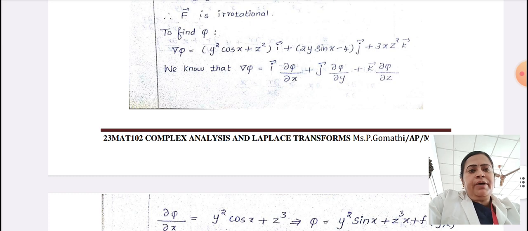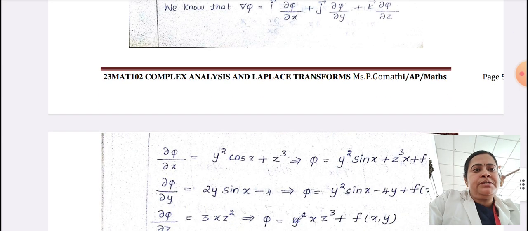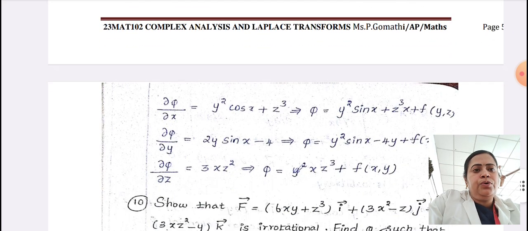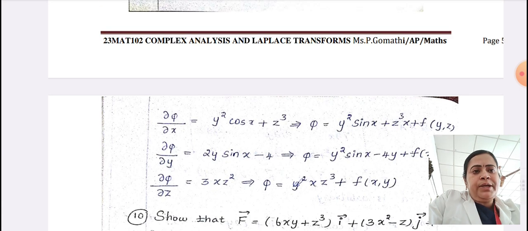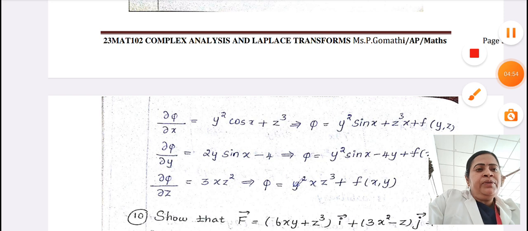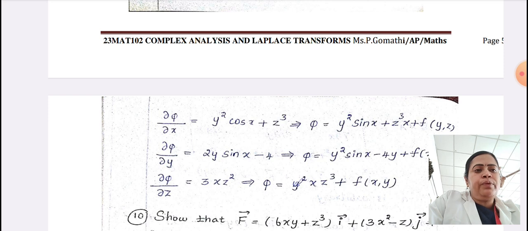To find phi, we know f vector is equal to grad phi. F vector is the given vector and grad phi is i into dou phi by dou x plus j into dou phi by dou y plus k into dou phi by dou z. On equating and integrating with respect to x, y, z, we get the phi value to be y squared sin x plus z cubed x plus f of yz. Similarly, phi equals y squared sin x minus 4y plus f of xz, and phi equals xz cubed plus f of xy.